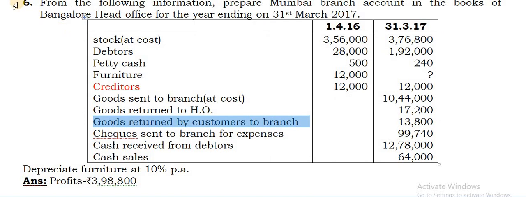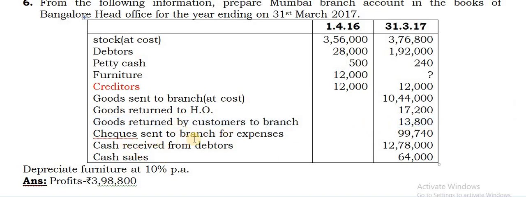If the opening and closing debtors as well as cash received from debtors, if these three items are missing, only then you have to prepare a debtors account. But in this problem, all these three items are there. There is an opening debtors, there is a closing debtors given, along with that there is cash being received from the debtors. Therefore, there is no need to prepare the debtors account separately. In that case, you can ignore this item, need not consider it at all. Idu namage bekagilla iga ellu tolakobedi.